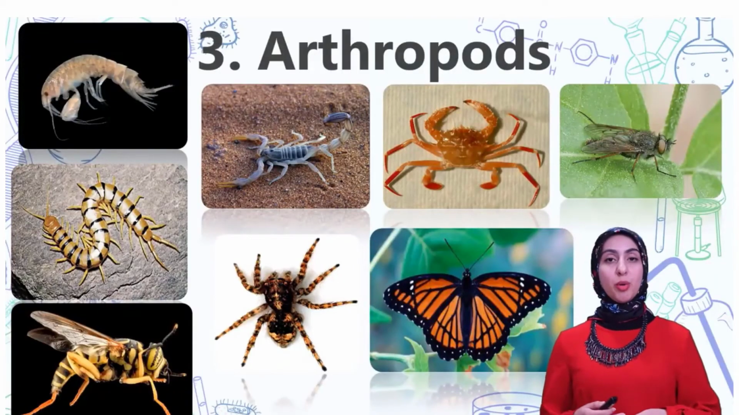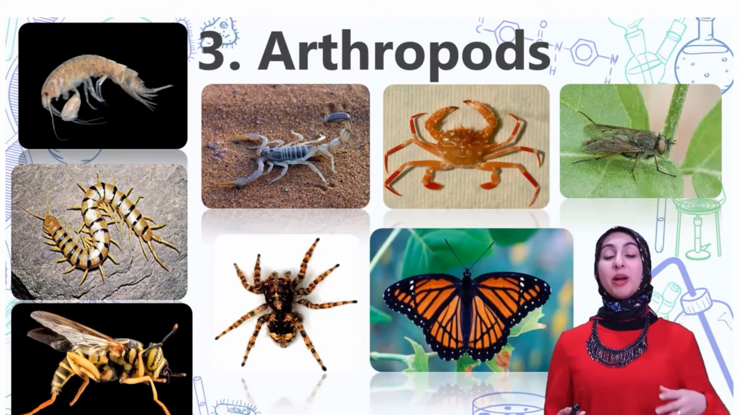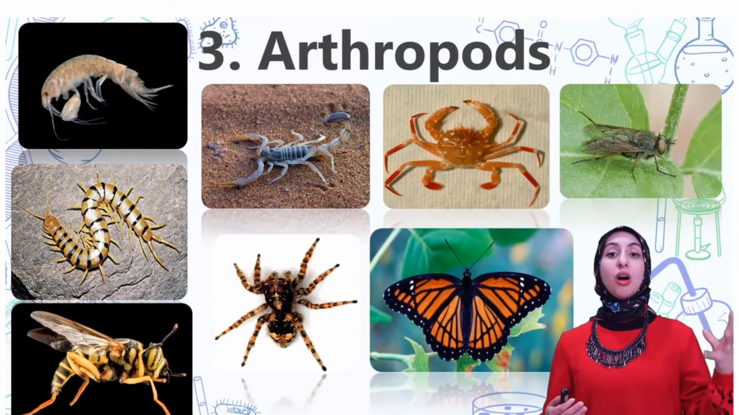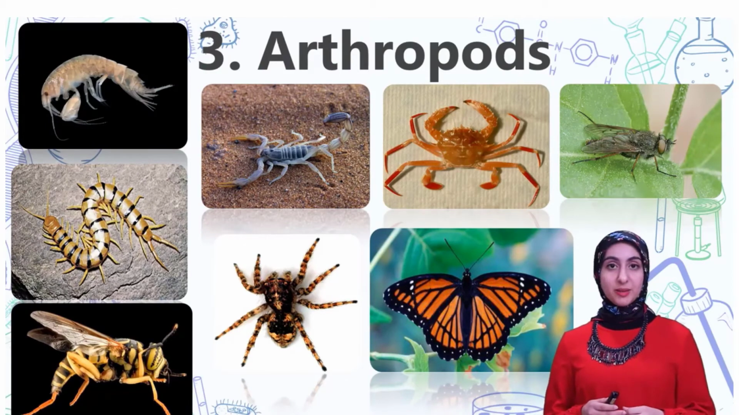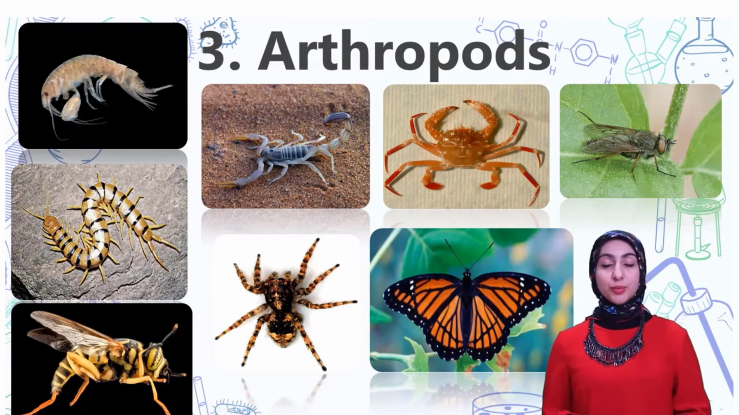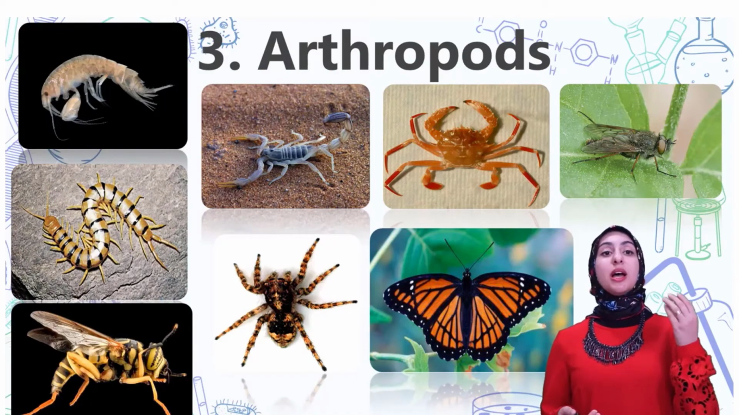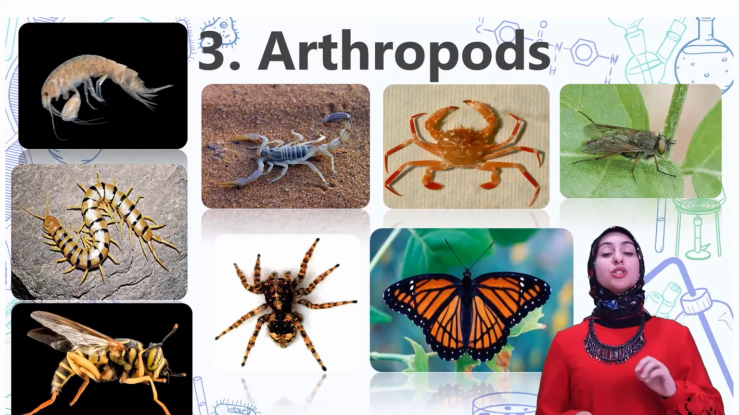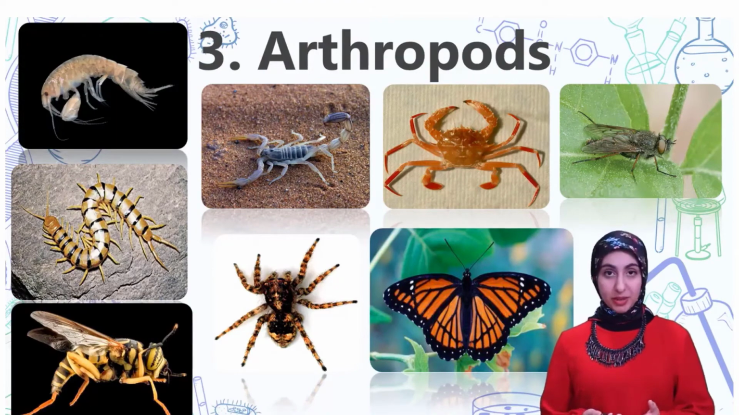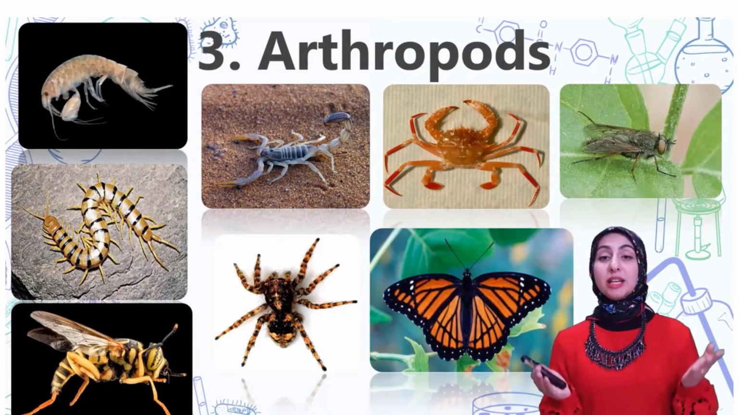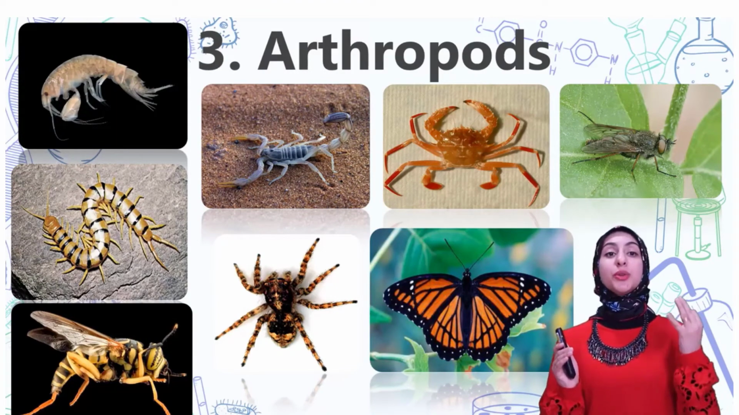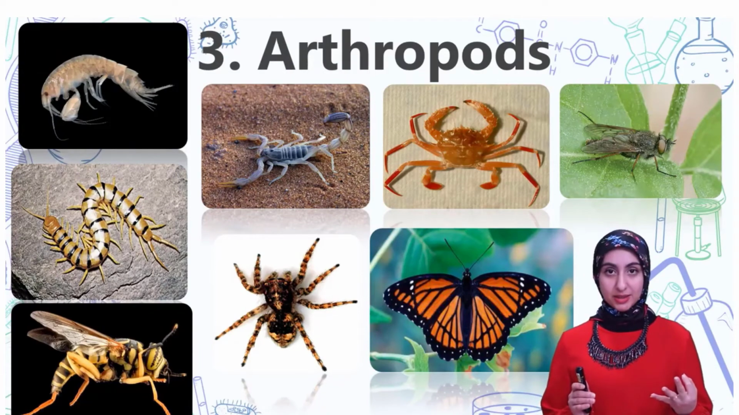Number 3, arthropods. The arthropods group, as you can see, has a lot of invertebrates like butterflies, bees, flies, crabs, scorpions, spiders. So it has too many invertebrates. But all these invertebrates, they have 3 main characteristics.